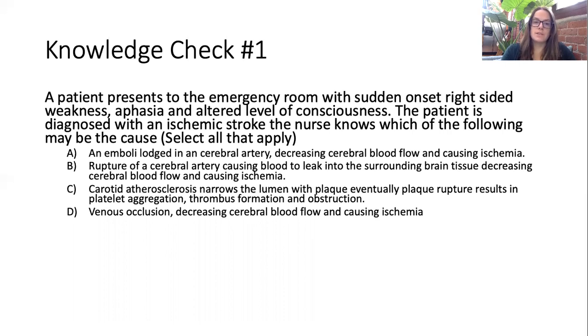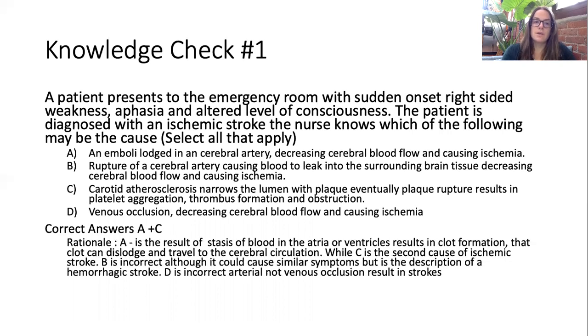The correct answers are A and C. A is the result of stasis of blood in the atria or ventricles, resulting in clot formation. That clot can dislodge and travel to the cerebral circulation, while C is the second cause of ischemic stroke.